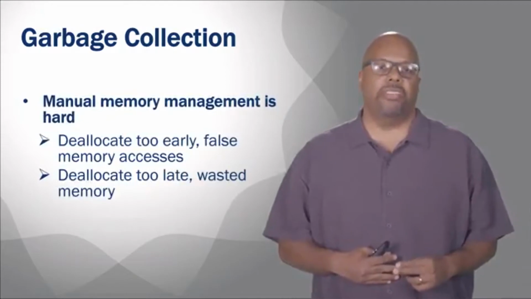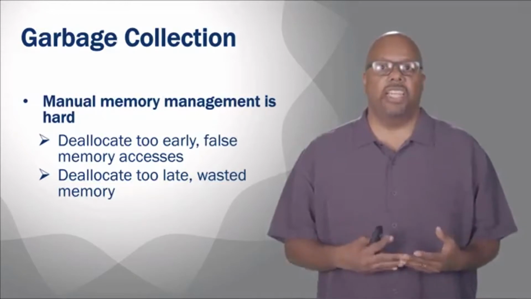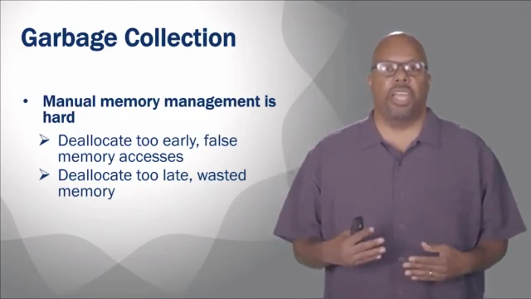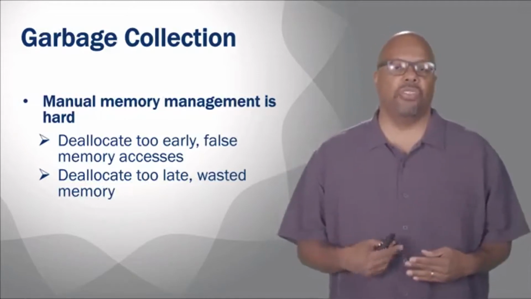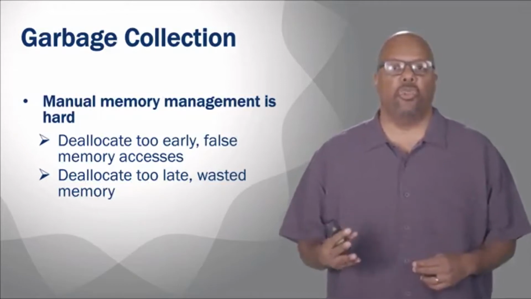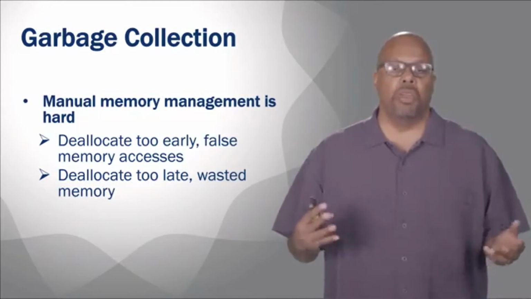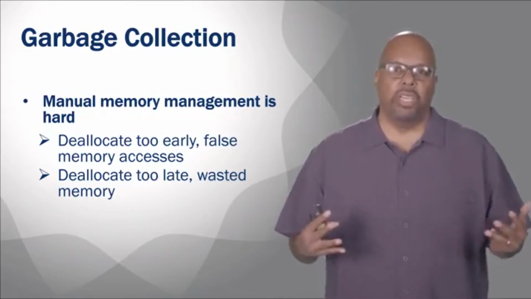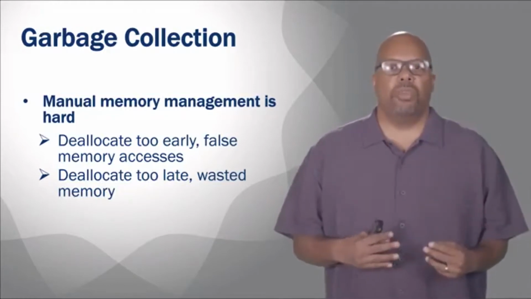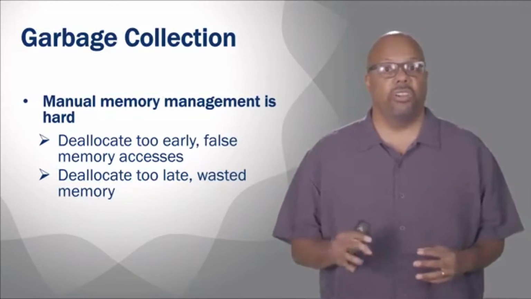If you've ever done C or something like this, you know this. If you deallocate memory too early, if you stop using it too early, then you'll have false memory accesses because you still need it. So you'll use memory that's already deallocated, and errors crop up because of that. Also, if you deallocate it too late, then you're wasting memory. You can have what's called a memory leak, where you have more and more memory that's not actually being used, but it's being blocked up because your machine thinks it's being used, right? So manual memory management is very difficult, and there are lots of errors, security errors too.